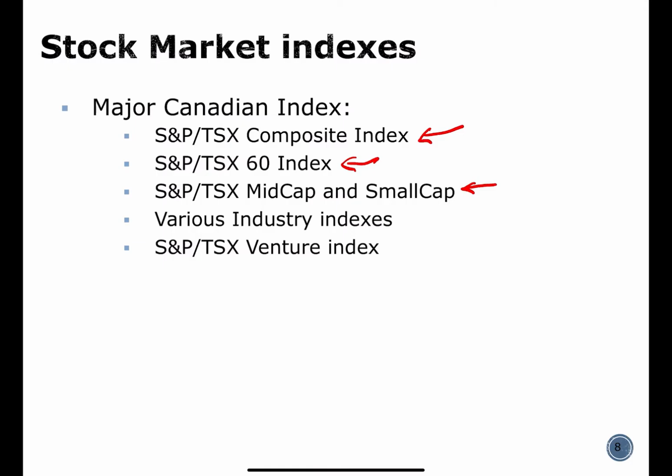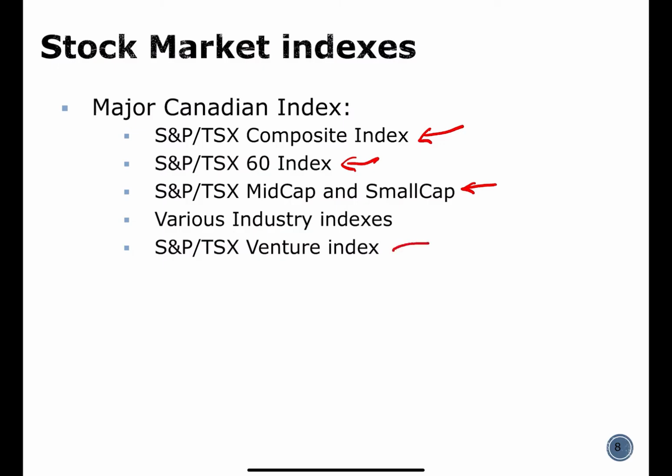Then you also have industry indexes. This is actually important. Let's say you want to invest in the high-tech industry. Then you want to think, what kind of high-tech indexes in the Canadian stock market can I find? If you can find one, and if there is an index fund that invests in that specific high-tech index, then you can make your investment.